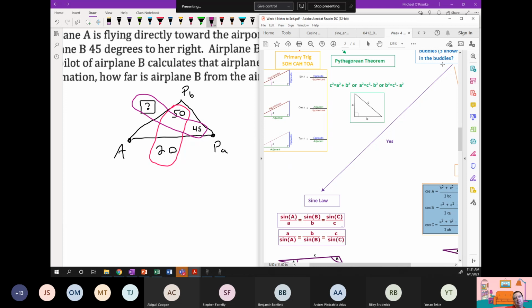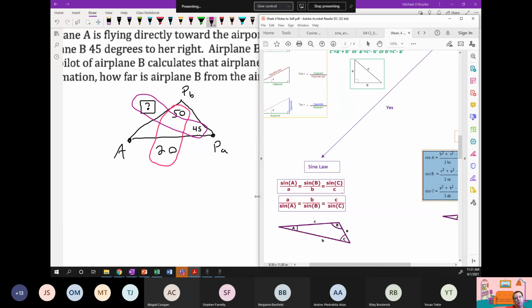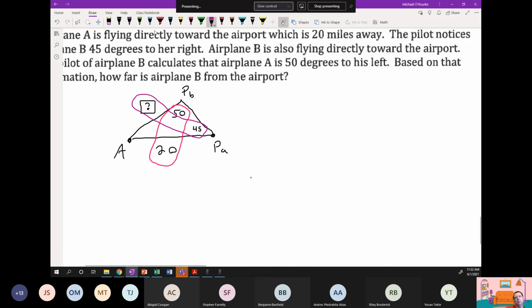Now two sets of buddies, a yes, takes us to sine law. And that's what we're working with then, is sine law. Does that make sense how I got there? And do you see the two sets of buddies? Okay. Now, with our sine law, are we trying to find a side or an angle? So what's our unknown, a side or an angle?